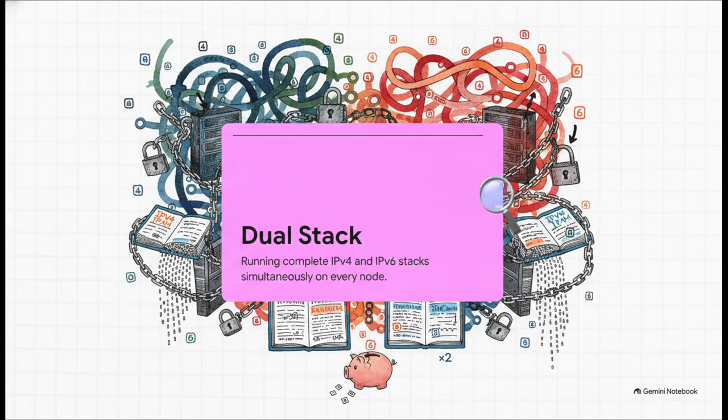First, we have dual-stack. Conceptually, this is the simplest model. You just run complete IPv4 and IPv6 stacks simultaneously on every single node. But here's the catch. It literally doubles your policy surface. It forces your ops teams to manage 2 entirely separate IPAM ecosystems and doubles your routing table size, all without actually doing anything to solve the original IPv4 address exhaustion problem.